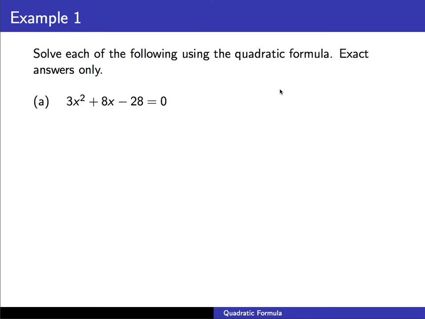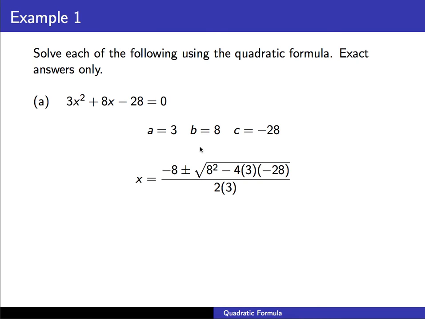So example 1, we're going to solve each of the following using the quadratic formula, exact answers only. So part A, we have 3x squared plus 8x minus 28 equals 0. And the good news is it's already equal to 0, so we don't have to do any calculations. We don't have to bring anything over. So let's identify the pieces and parts. We have a is 3, b is 8, and c is negative 28.